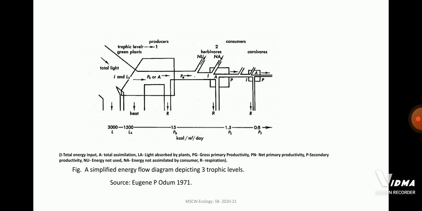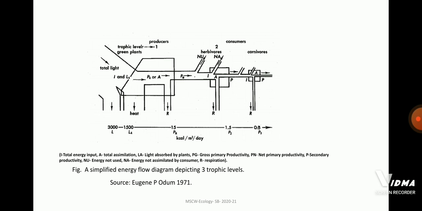In a simplified energy flow diagram, standard notations for successive energy flow are as follows. Capital I gives you the amount of total energy input. Capital LA is equivalent to the light absorbed by plant cover. Capital PG will give you the gross primary production. Capital A is the total assimilation. Capital PN will give you the information about the net primary production.